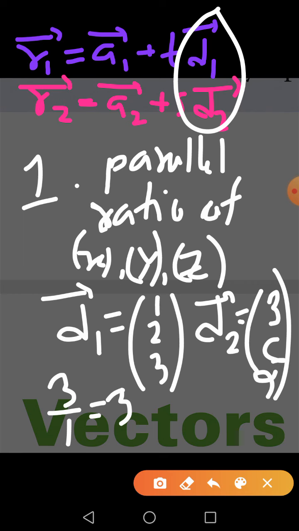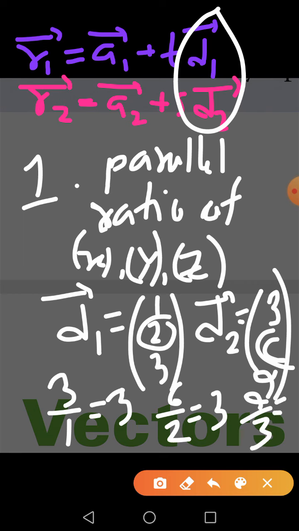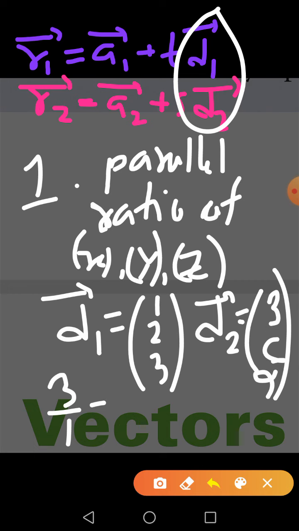Now let's look for the y values. It is 6/2, which is still 3. That means the ratio of y values is also 3. All right. Now let's look at the ratio of z. It is 9/3, which is also equal to 3. So the ratio of x values, the ratio of y values, and the ratio of z values are all equal. That means these two lines to which the direction vectors belong must be parallel.